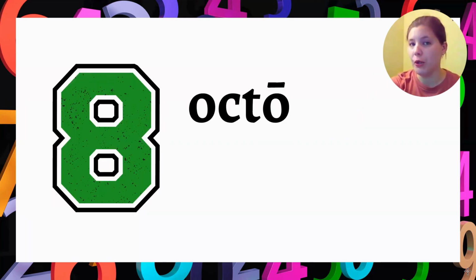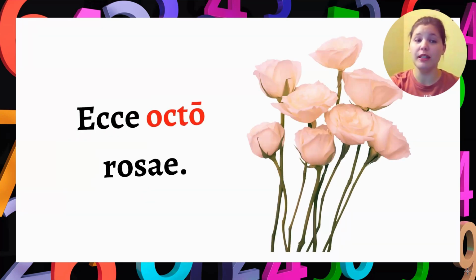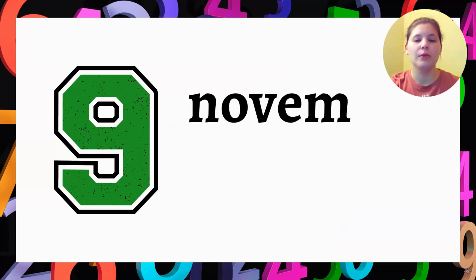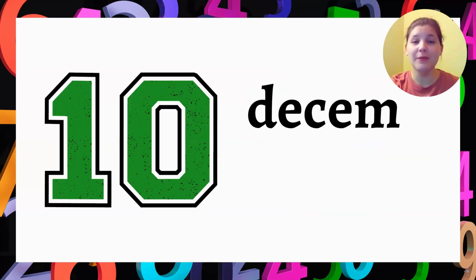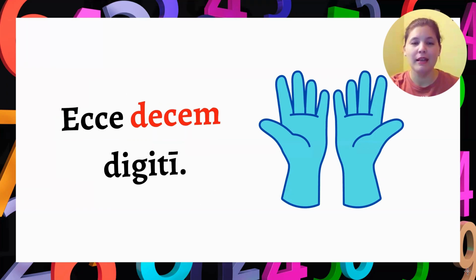Next, we have octo, our word for 8. An example here is of roses, ecce octo rosae. So we have una, duai, tres, quatuor, quinque, sex, septem, octo rosae. Novem is going to be our word for 9, and here we have 9 ships, so ecce novem naves. And finally, we get to 10, decem, and here we have 10 fingers, so ecce decem digiti.